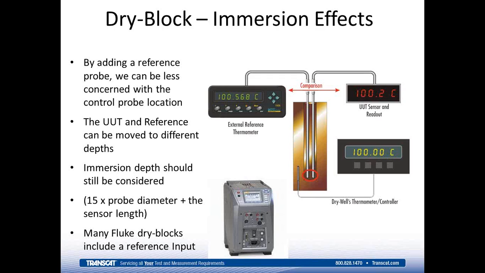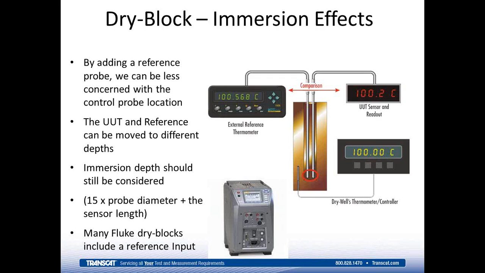This allows you to move it to different heights, obviously. Immersion depth should still be something to be considered, however. We want to make sure that the ambient air isn't having too much of an impact on the measurement. And a good rule of thumb to help with that is to try to stick with a value of 15 times the probe diameter plus the sensor length of that probe. Now, obviously, it's kind of difficult to see the sensor length in all the probes that you might run into, but if you can contact the manufacturer, a lot of times they'll be able to provide you with that.